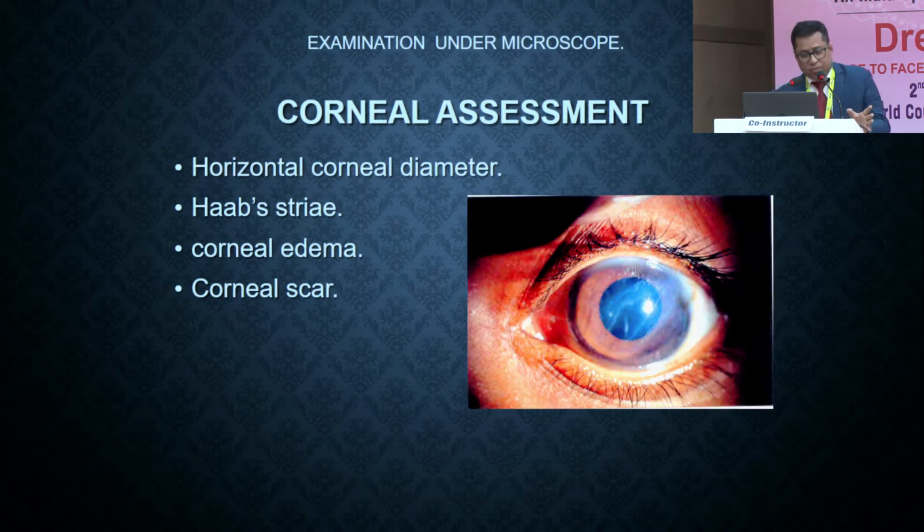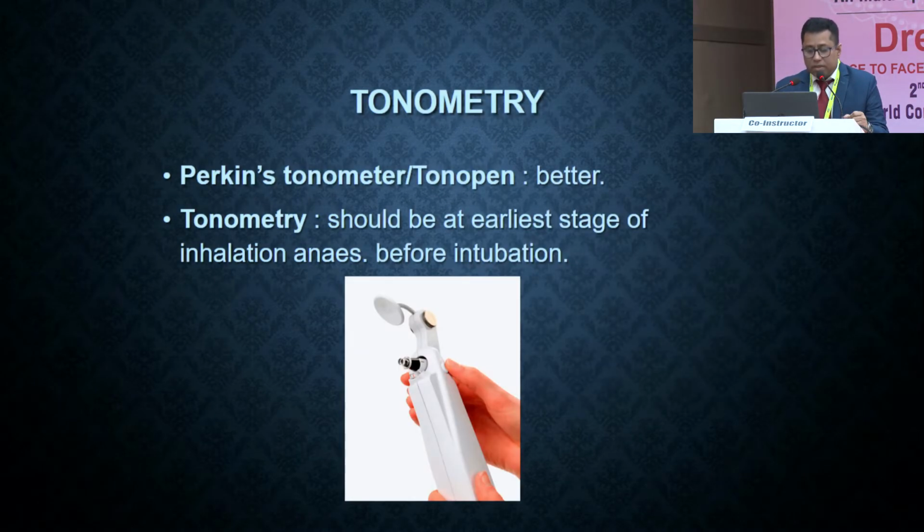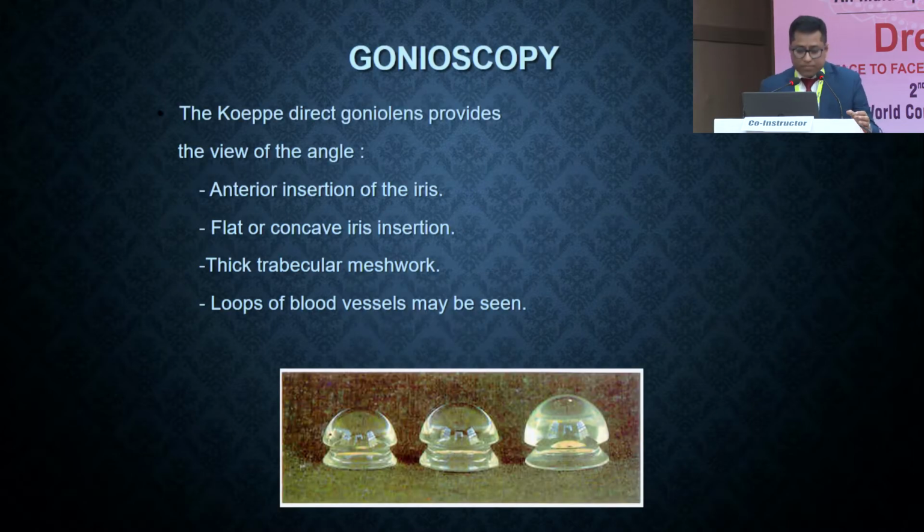Corneal assessment: we do the horizontal corneal diameter, we try to find Haab's striae, corneal edema, corneal scar. We do Perkins tonometry of those patients to see the intraocular pressure. Gonioscopy: we do surgical gonioscopy with Swan-Jacob and Mori gonio lens.